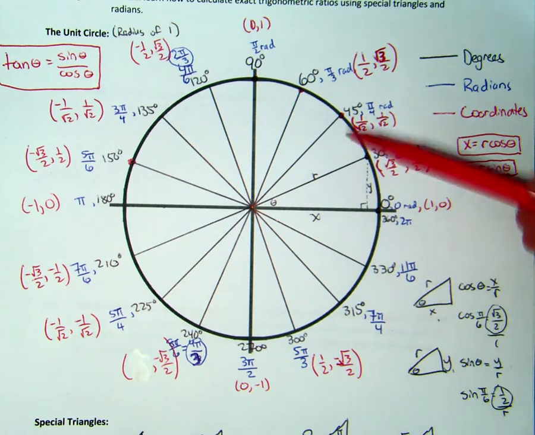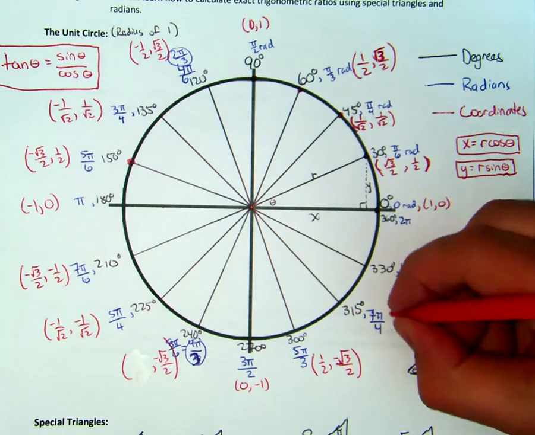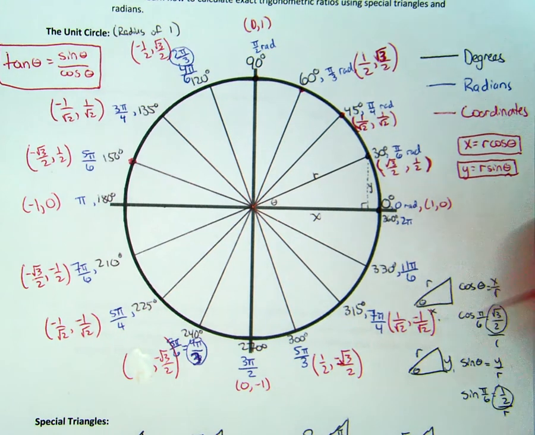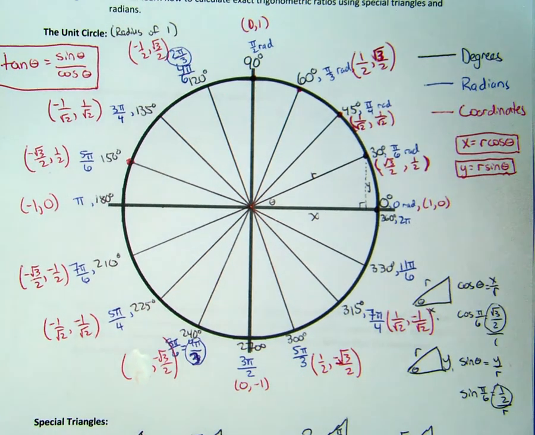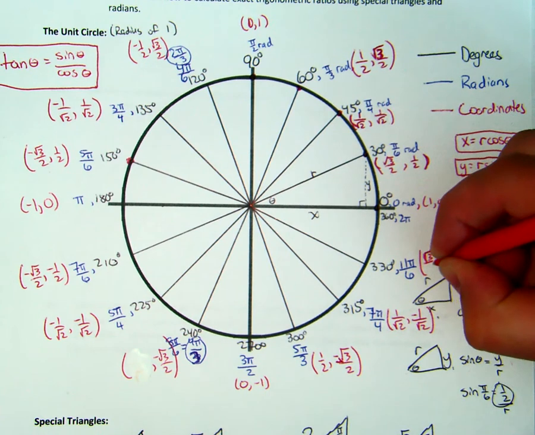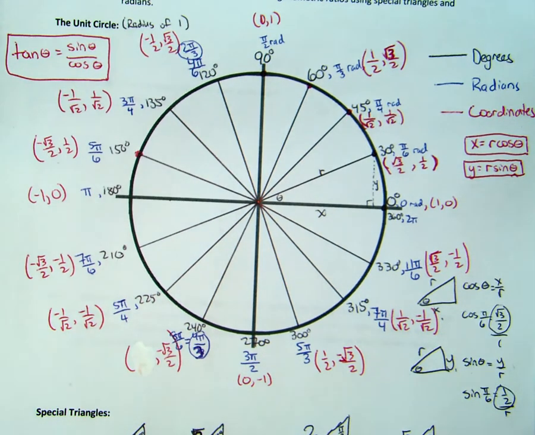This 7 pi over 4 is the pi over 4 flipped down, so it's going to be 1 over root 2, negative 1 over root 2. And then last but not least is this guy, root 3 over 2 and negative 1/2. And you can check any of these and it should work.